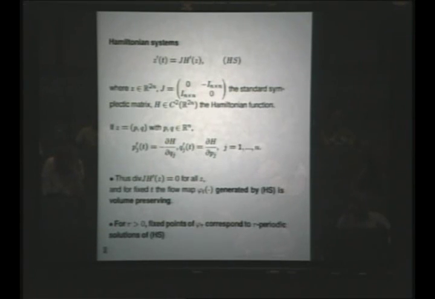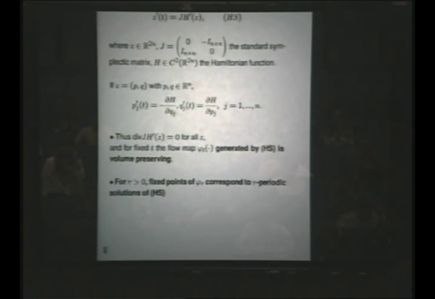A second point here is that for any fixed tau, fixed points of phi sub tau correspond to tau-periodic solutions of this Hamiltonian system. Just imagine you start from here, then by time tau you come back, and that's just a periodic solution. So if you find a fixed point of phi sub tau, then you find a tau-periodic solution of this differential equation. Then let's look at a very special case where you can use the Poincaré-Birkhoff theorem to find periodic solutions.